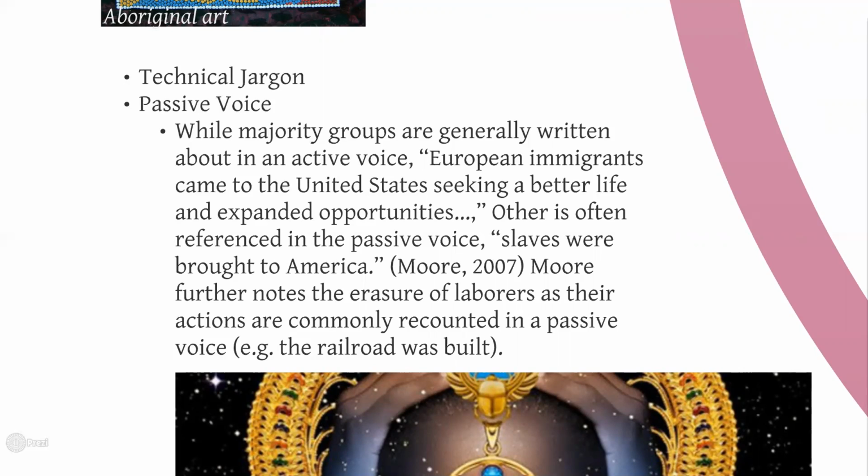And this is a quote that was taken from his book where he was quoting Moore. But the other is often referenced in the passive voice. So when we talk about the European immigrants, we talk very actively, like European immigrants conquered the new world. And then when we talk about the indigenous peoples, we say things like, indigenous peoples were cleared from the land, right? And so there's a very different way that we reference the other.